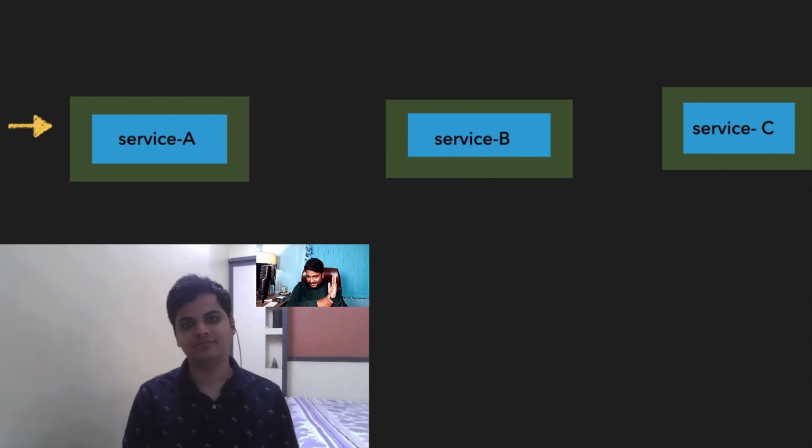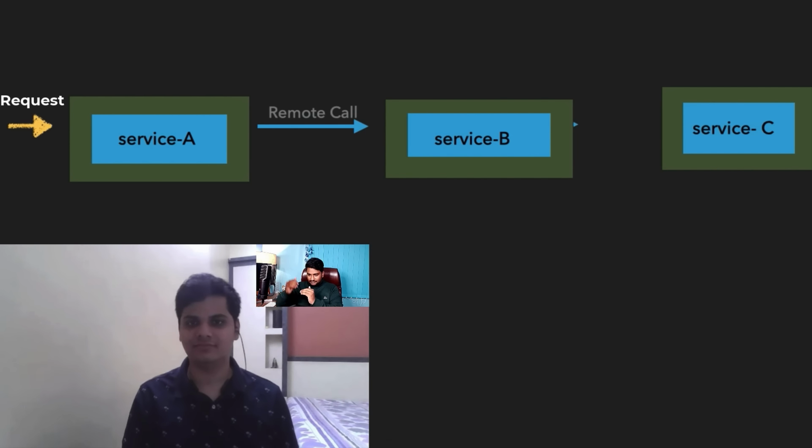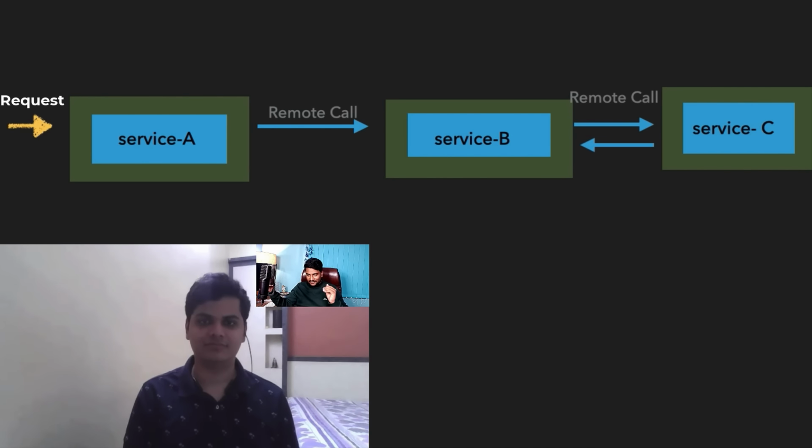Let's say there is a service A and a service B. Now service A is making a call to service B, and service B behind the scenes is making calls to service C, service D, service E, then fetching the response and giving it to service A. So whenever the client hits service A, service A internally makes a chain of requests, from B to C, C to D, D to E.